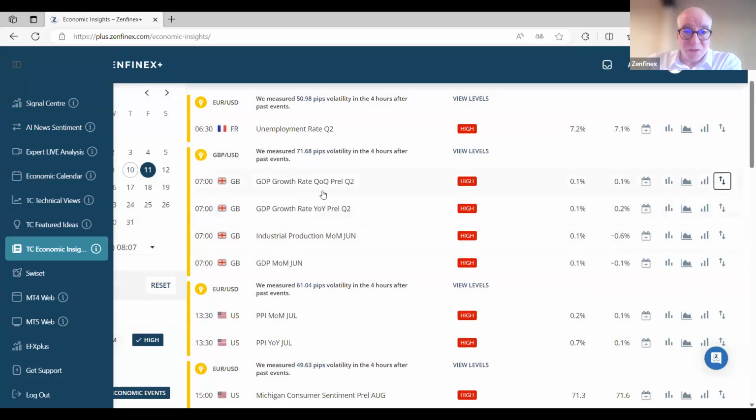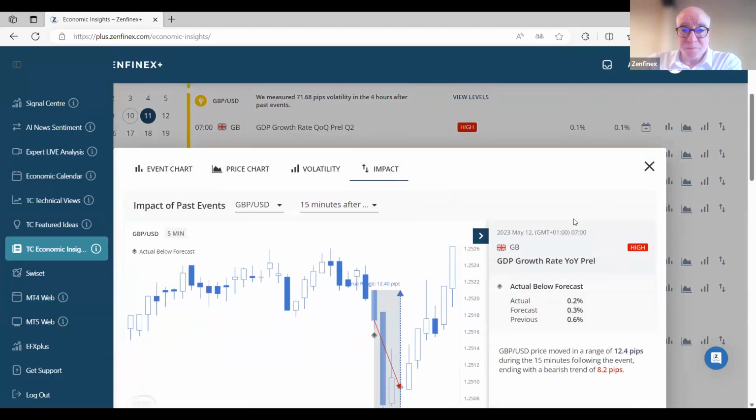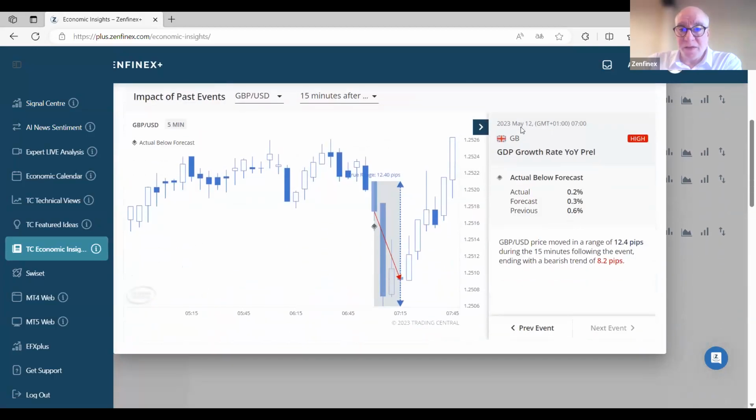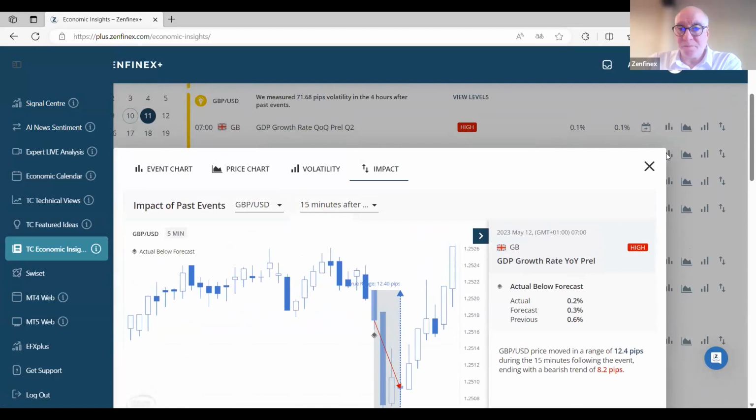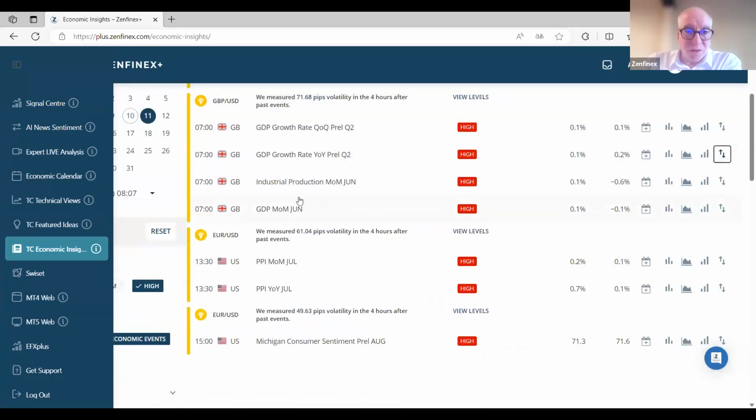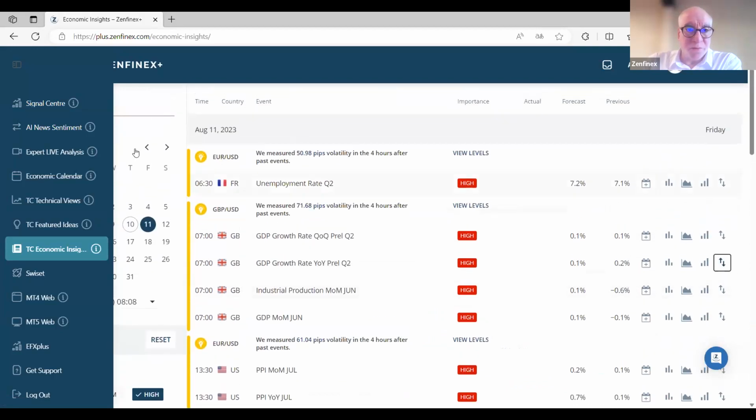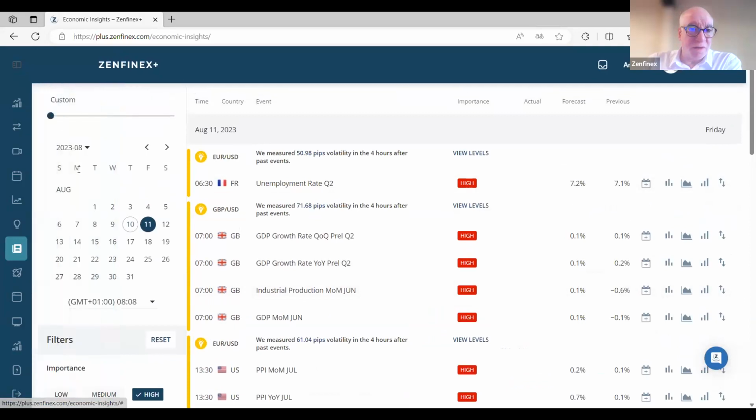Let's have a look. So that's the quarterly, year on year. Let's have a look at that one. So the last one again was, according to this, May. So for some reason that doesn't look 100%. Let me just check this.